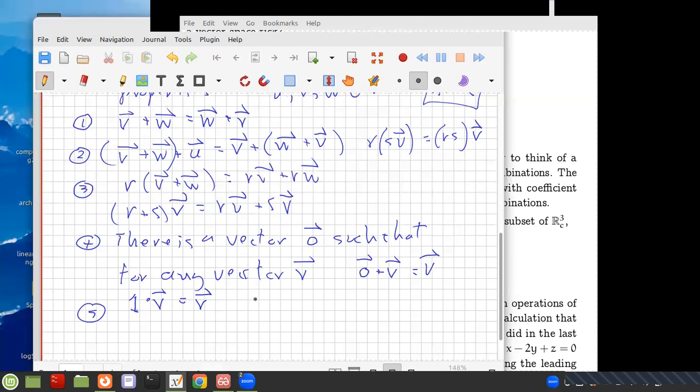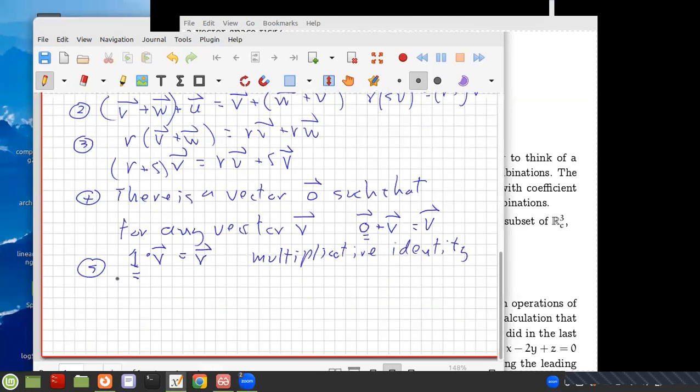So this is sort of like a multiplicative identity element, but it's not a vector. It's related to the number, whereas this is related to a special vector. This has to be something. This is a property that's already existing.